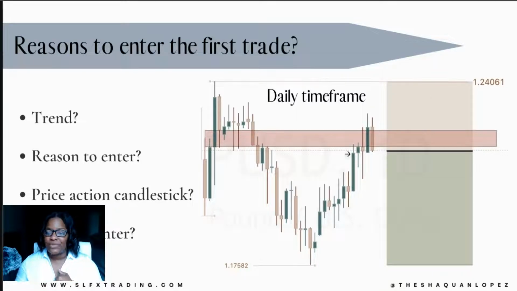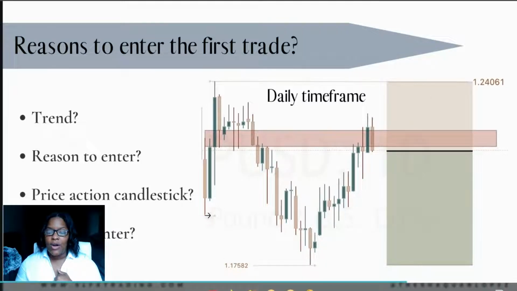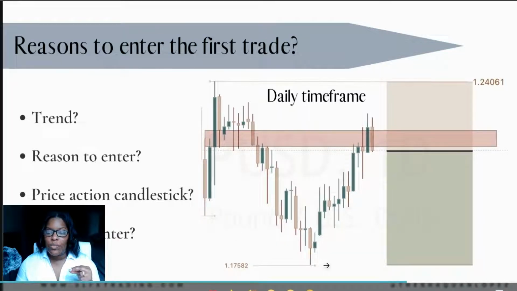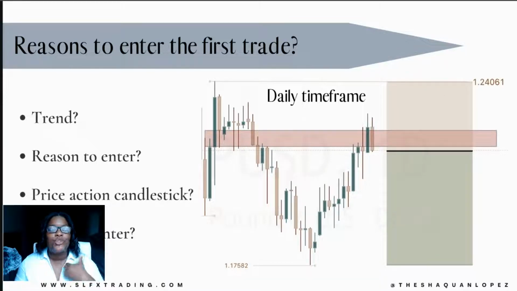Price is in a downtrend. Okay. Y'all can't see it here, but this line right here is the very last low. Price went down past it and went down to 1.17582. The last lower high is at 1.24061. This is a downtrend. Sell. You trade what you speak. Down, sell. Simple, right? Reason to enter.